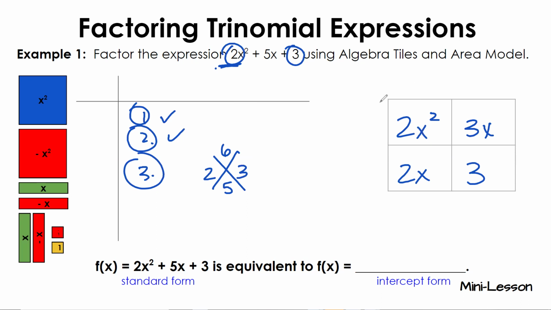First, let's look at the numbers. What times what would give us 2? 2 and 1, right? And we see that a 2 is also down here. Something to keep in mind. We know that there has to be an x on both of these.